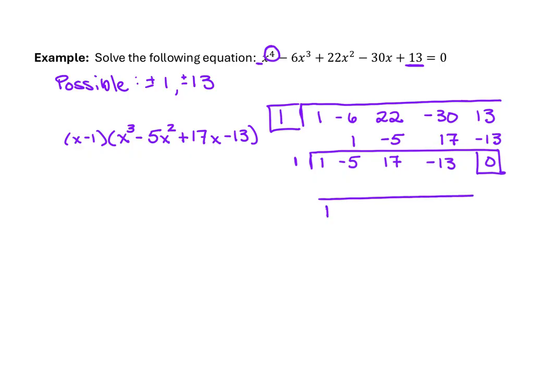All right, we bring down our 1. We multiply. We get 1. We add. We get negative 4. We multiply. We get negative 4. We add. We get 13. We multiply. We get 13. We add, and we get 0. And so we have it again.